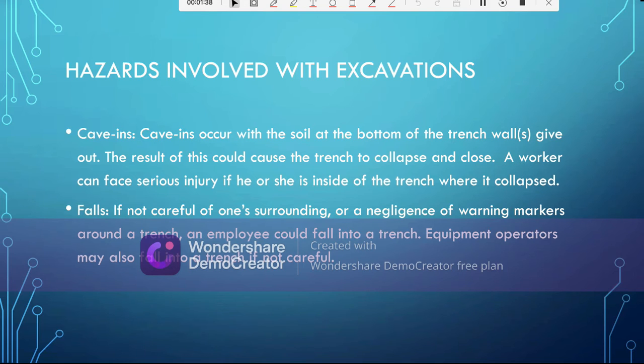Falls. If not careful of one's surroundings, or through negligence of warning markers around a trench, an employee could fall into a trench. Equipment operators may also fall into a trench if not careful.